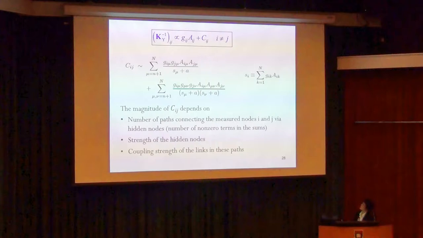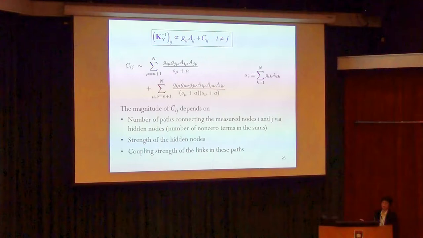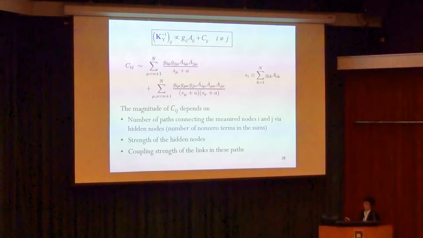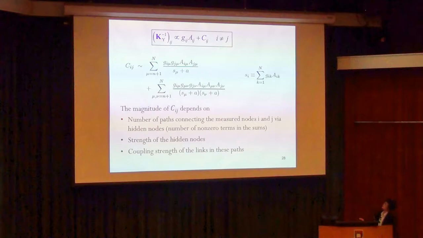you can see here, this is S_mu. S_mu will be the strength of the hidden node. So the size of this C_ij depends on the number of paths, and also the strength of the hidden nodes, S. And also this G_i mu: I use mu to denote the hidden nodes and i, j to denote the measured nodes. So it depends on the coupling strength between the measured and the hidden nodes.